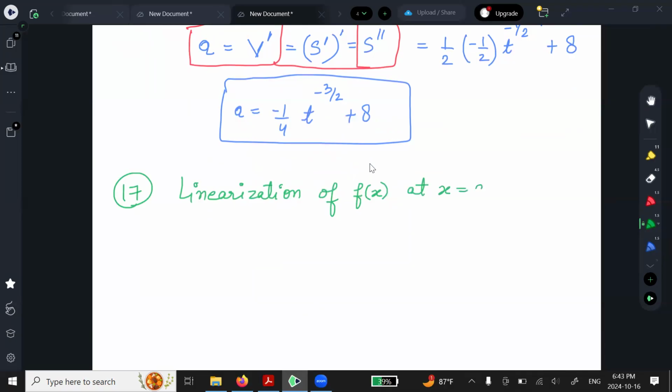Can you tell me the formula, because you need to memorize it? Yeah, it uses the tangent equation. Now these are the two formulas that I want you to memorize for the following problems, number 17 up to 20.